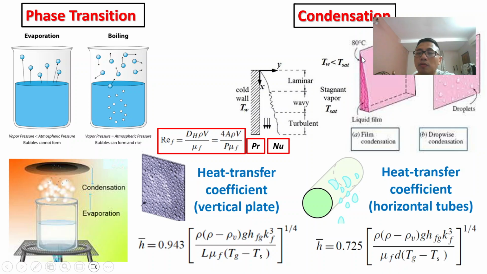So the film layer here can be described as shown in the figure. At the beginning, it's a laminar flow. It starts to flow, right? And now we have a very thick film.